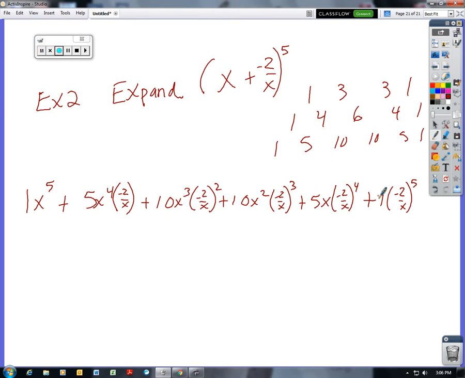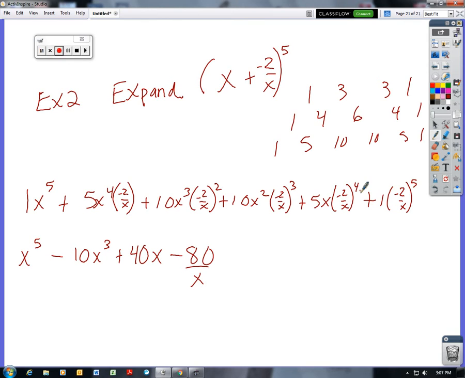And now it's just a matter of simplifying. First one's easy. That's x to the fifth, of course. Then here I'm going to have negative 10. And this is x to the fourth over x, so that's x cubed. Here I'm going to have negative 2 squared is 4. 4 times 10 is positive 40. I'm going to have x cubed over x squared, so that's x. Here I'm going to have negative 2 to the third, that's negative 8, times 10 is negative 80. X squared over x cubed, so that means I'm going to have an x down on the bottom.